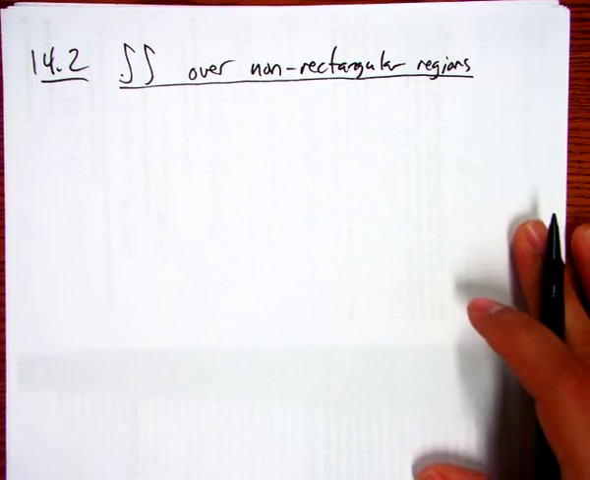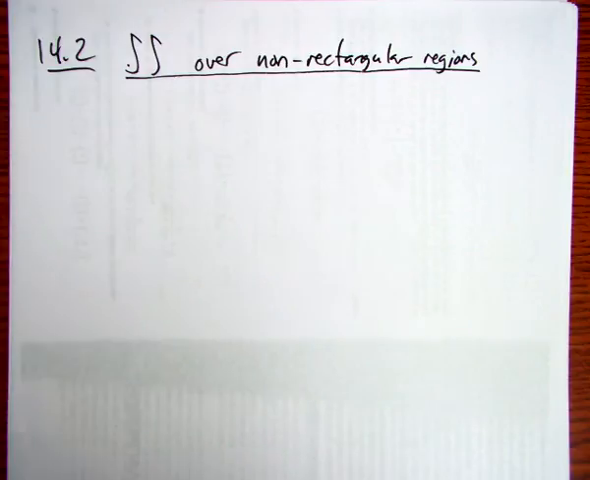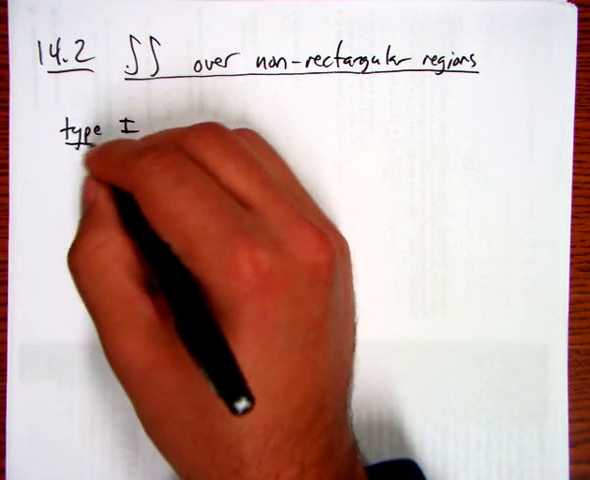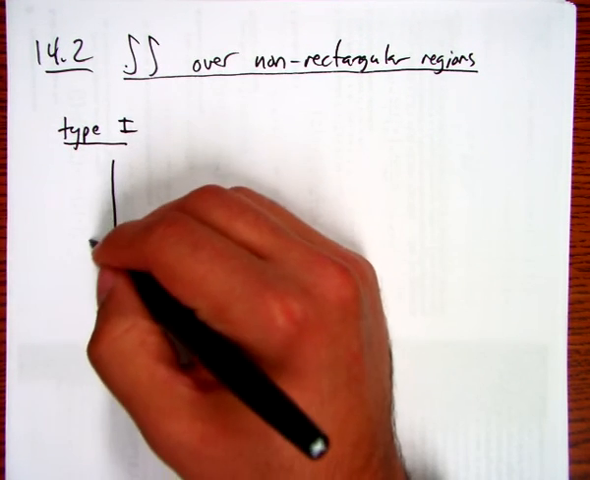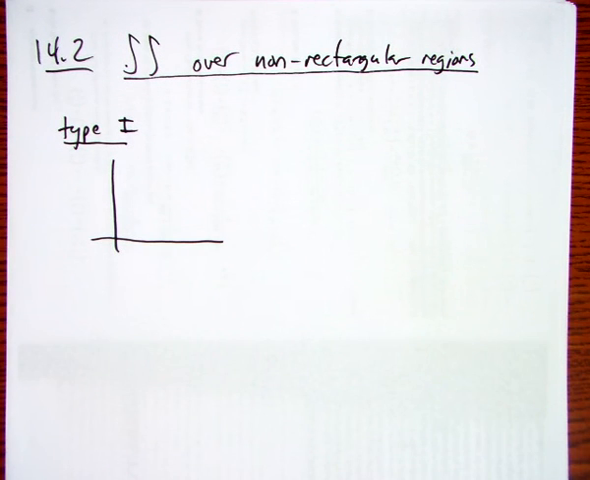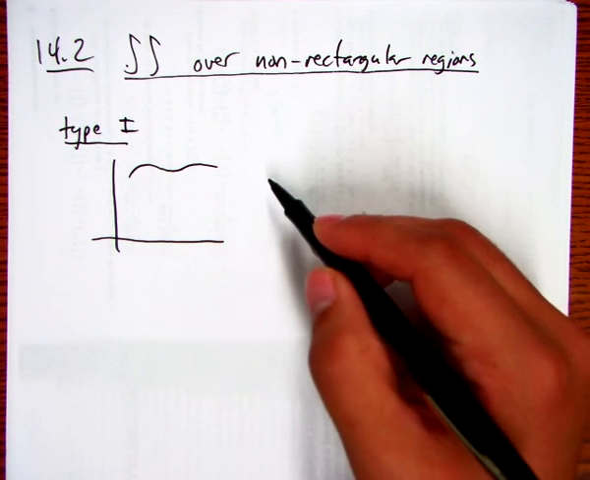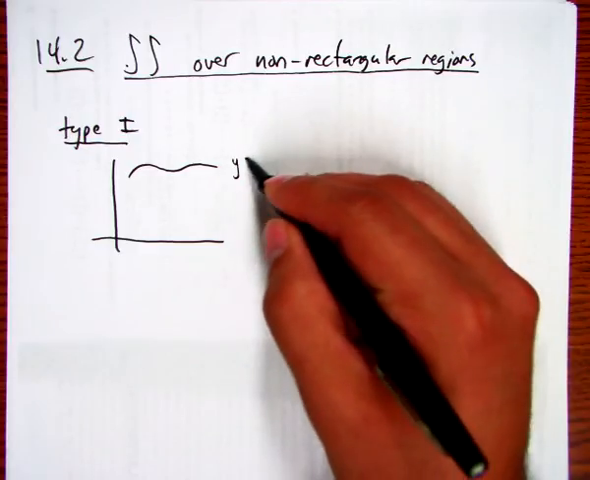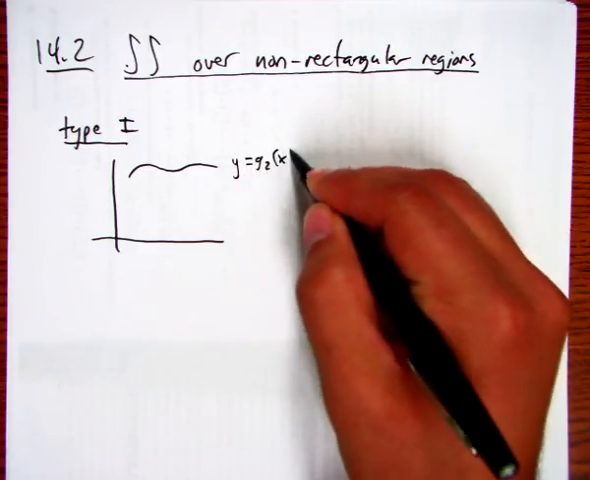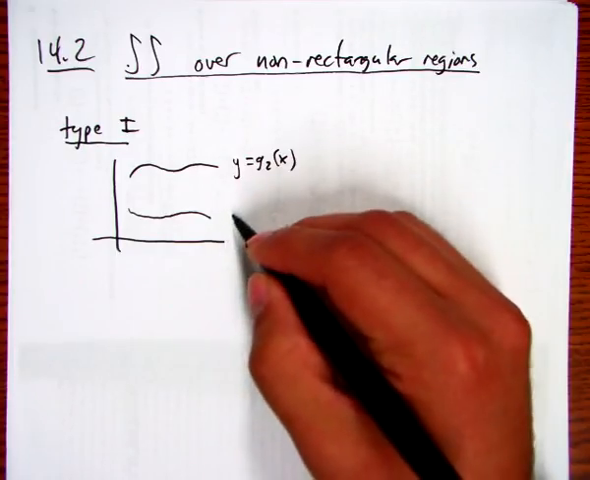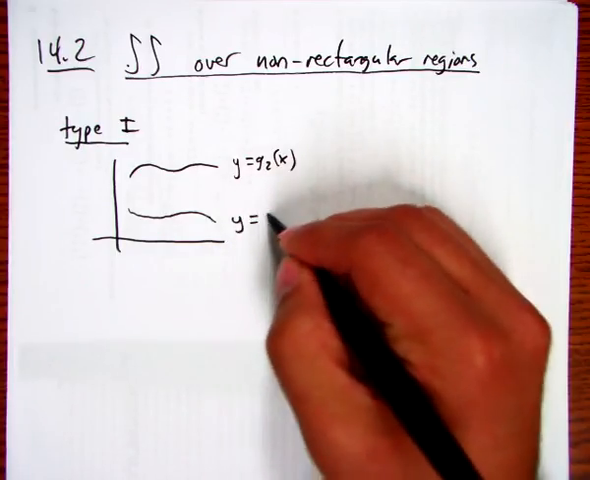Okay, so any non-rectangular region can be pretty much classified as one of two types. So we'll sketch each one. Type 1 would be something where you have an upper boundary curve, let's say that's y equals g2 of x, and a lower boundary curve of some sort, let's say that's y equals g1 of x.